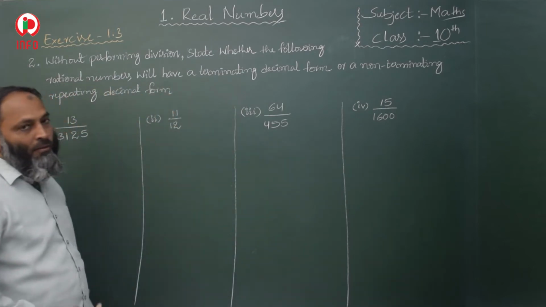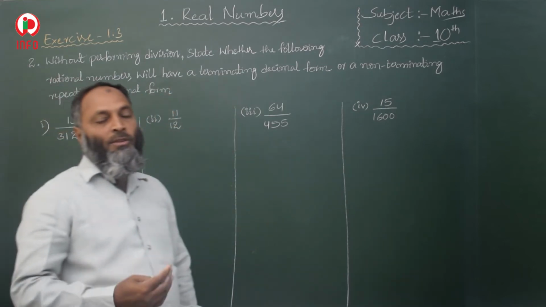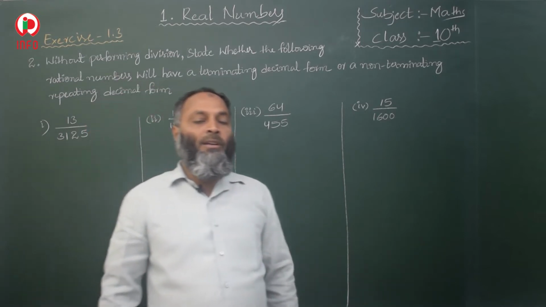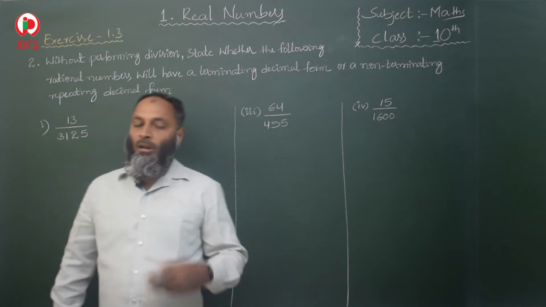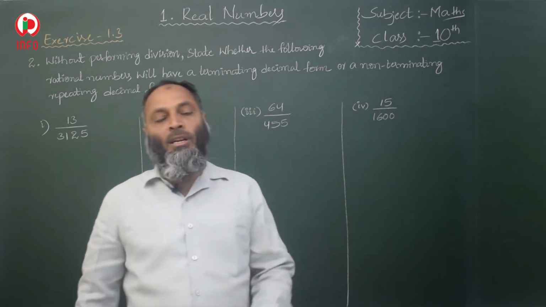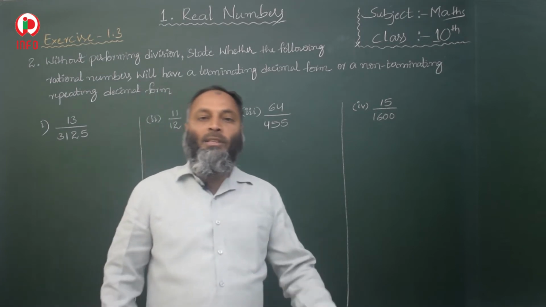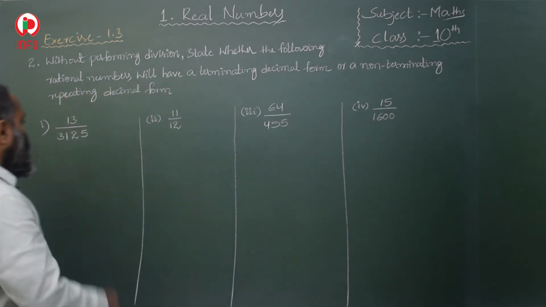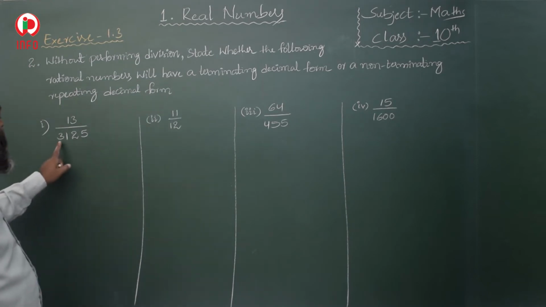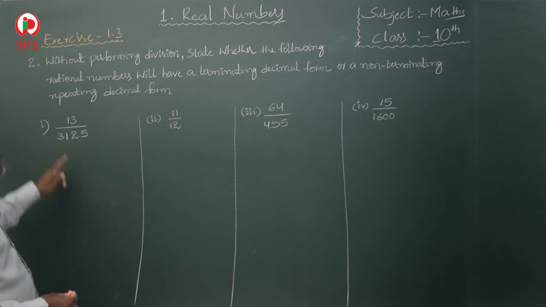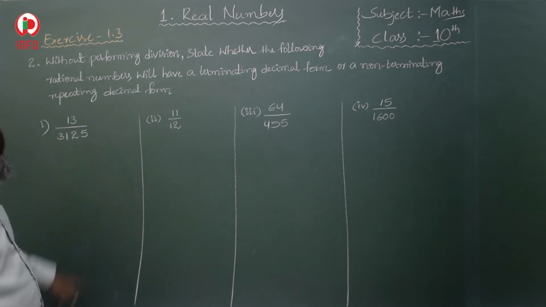First of all, we should find the prime factors of the denominator. If the denominator's prime factors are in terms of 2's or 5's, or a combination of 2 and 5, then it is a terminating decimal. Otherwise it is a non-terminating decimal. It's very simple. So what is the denominator here? 3125. First we should find the prime factors of this denominator.